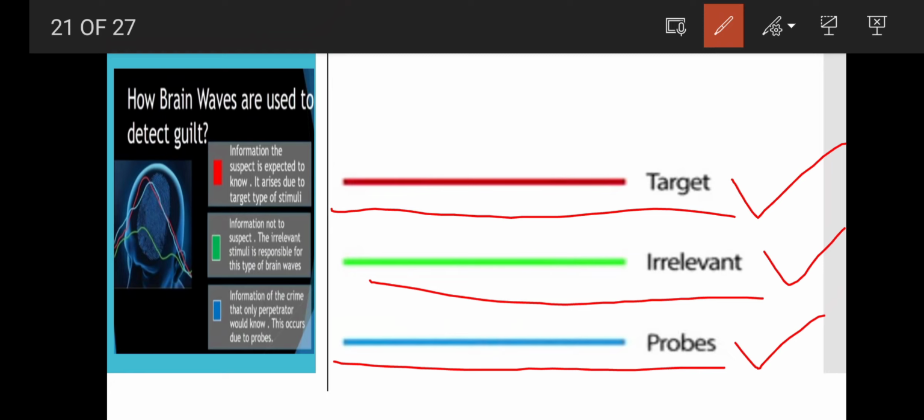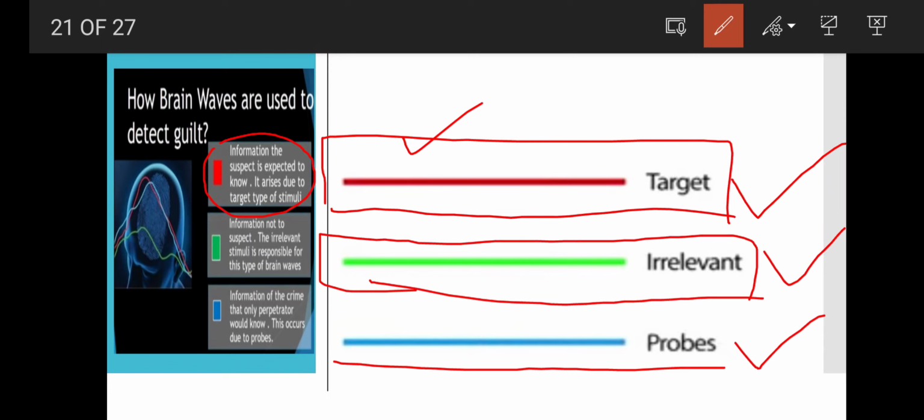For example, if the red wave appears, we say that the suspect is expected to know it. When we give some target stimulus to the suspect, he will generate this type of wave. And if the suspect has no relevance to the crime, then he will generate the green wave, which we confirm as the irrelevant wave. And the blue wave is called the probe wave. So if the person has actually perpetrated the crime, he will generate the blue wave, and through this wave we can confirm that the person is actually the perpetrator of this crime.